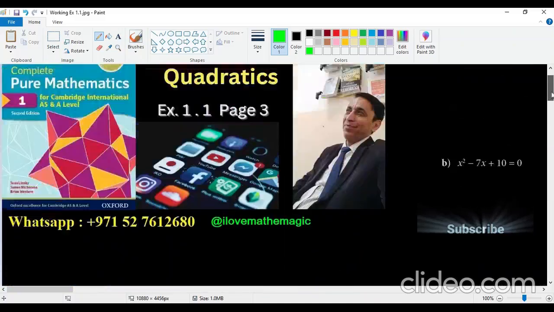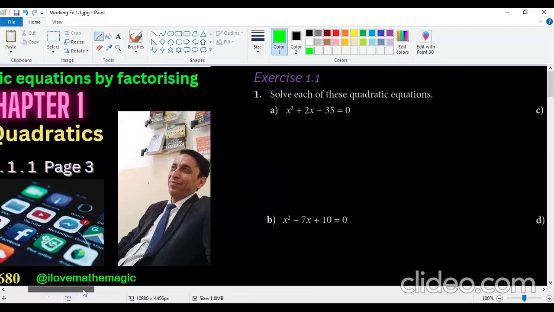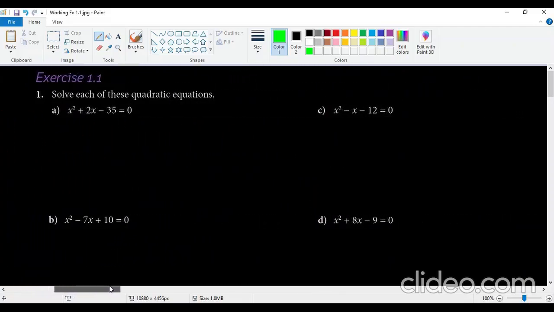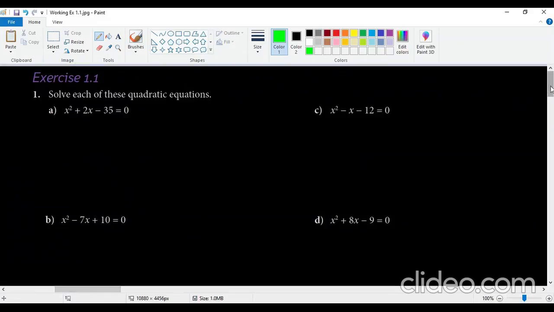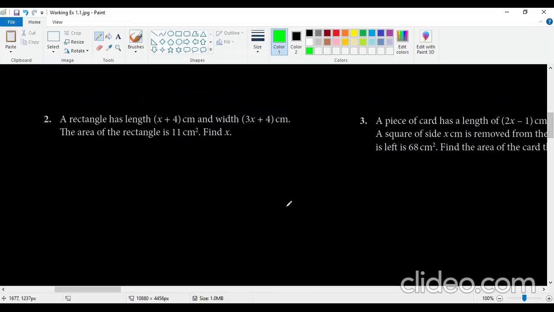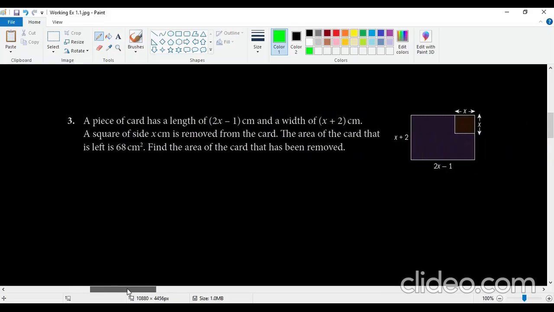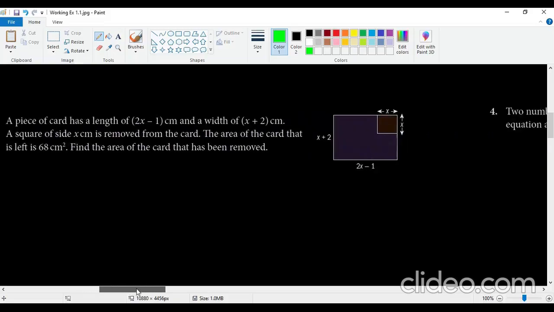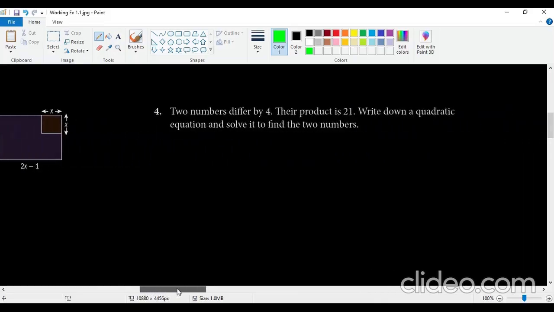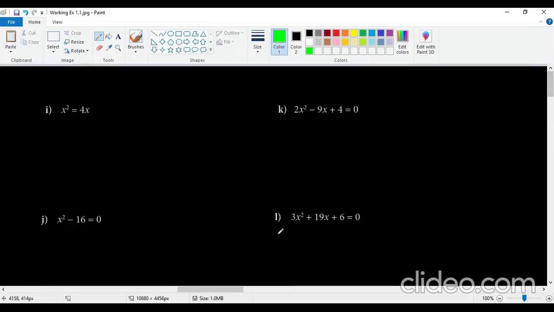So moving on to solve exercise 1.1. Question number 1 has 26 questions from A to Z, and then I'll be solving question number 2, which is about rectangles and using quadratic equations. Then comes a piece of card taken from the rectangle, then a number difference, and the last question is going to be solving quadratic equations in a fractional way. Let's see how this goes.